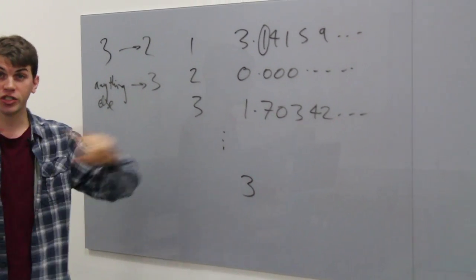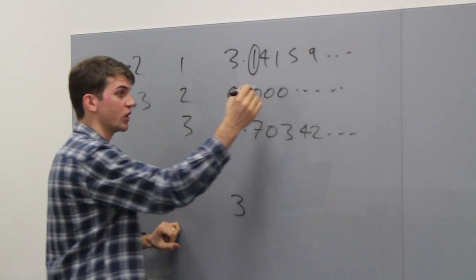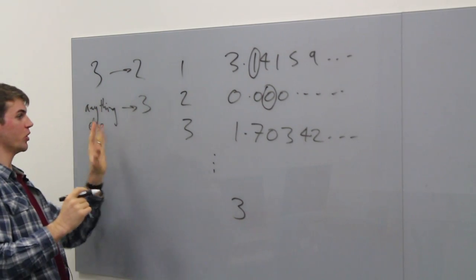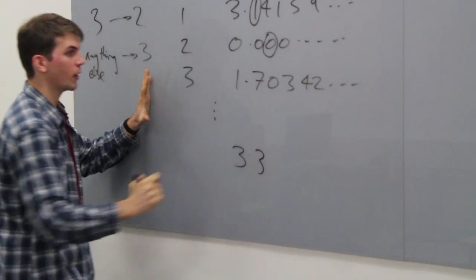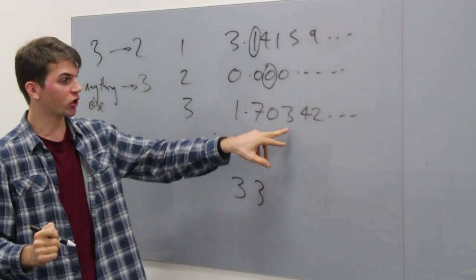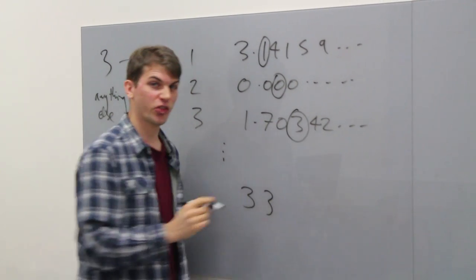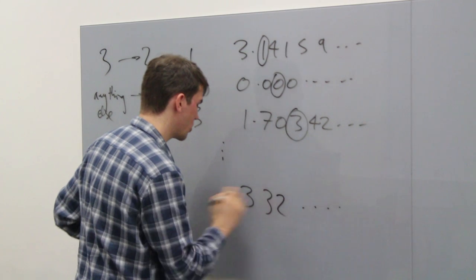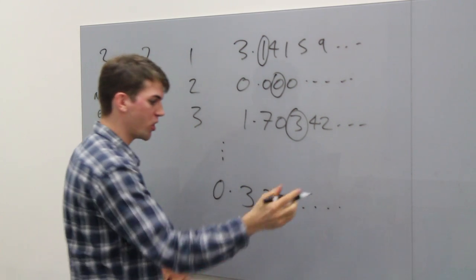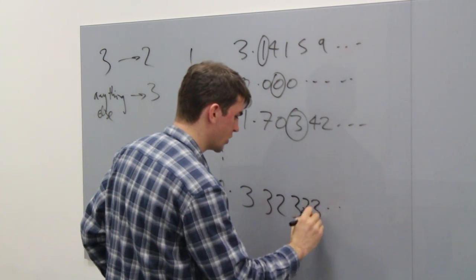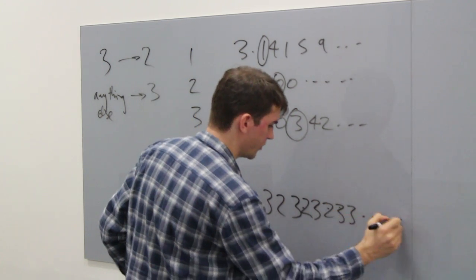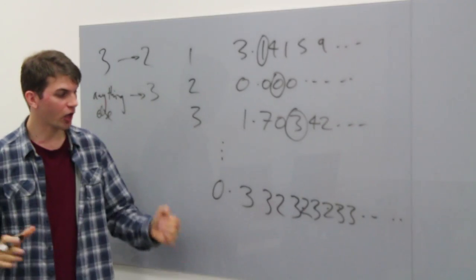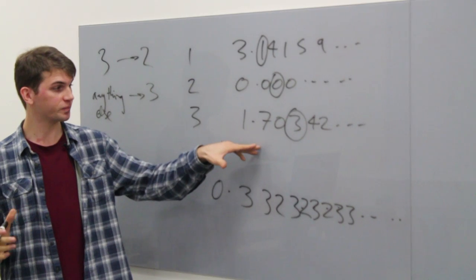And then I'm going to look at the second number, and I'm going to look at its second digit. That's a 0. So I'm going to write a 3. Look at the third number, look at the third digit. That's a 3, so I'm going to change it into a 2. And I'm going to continue in this way. And I'm going to end up with a number that looks something like this. Lots of 2s and lots of 3s. And I claim this is not on my list.